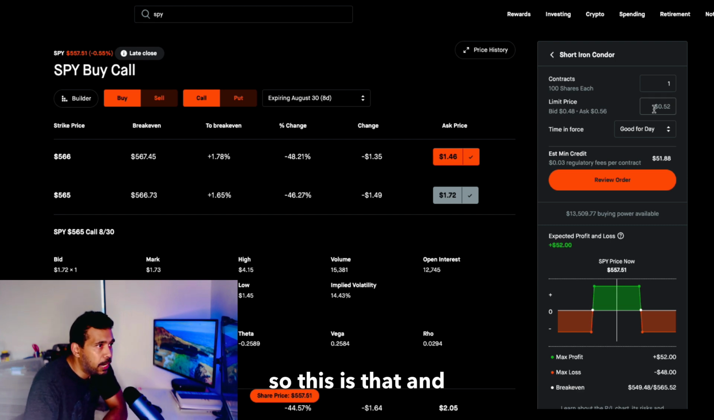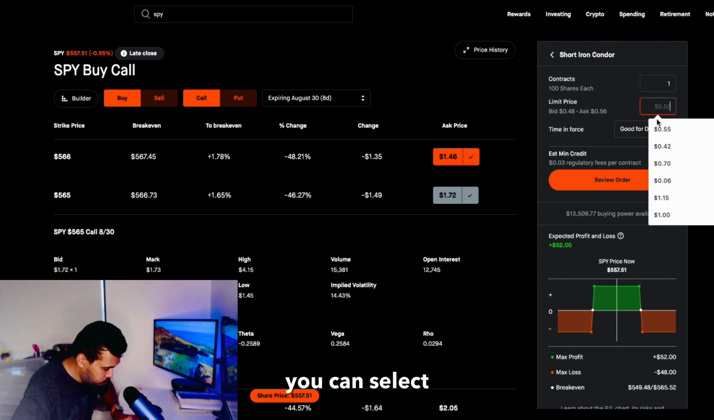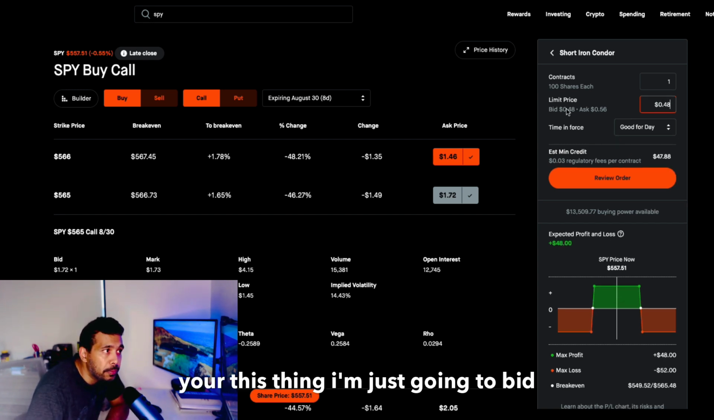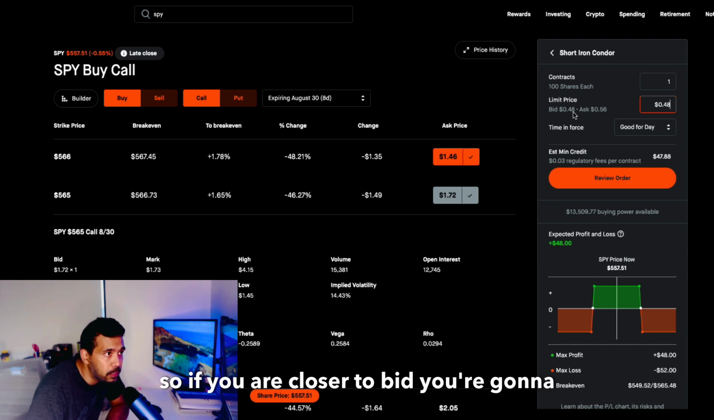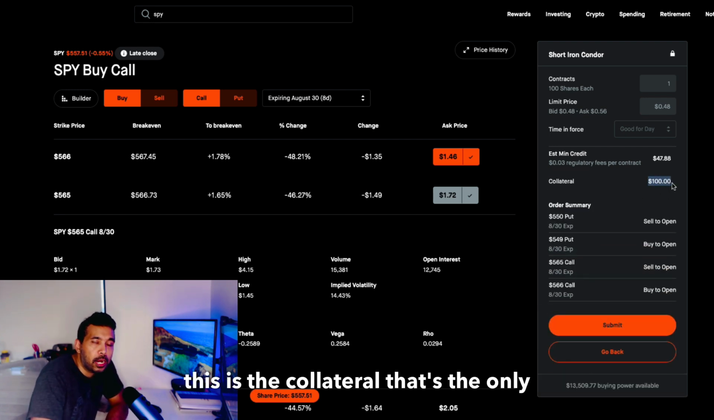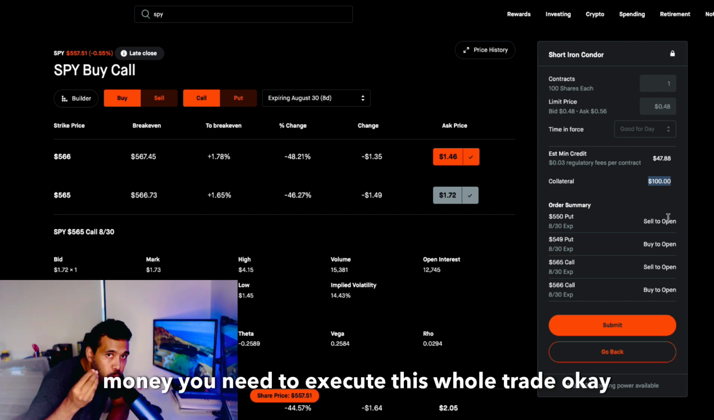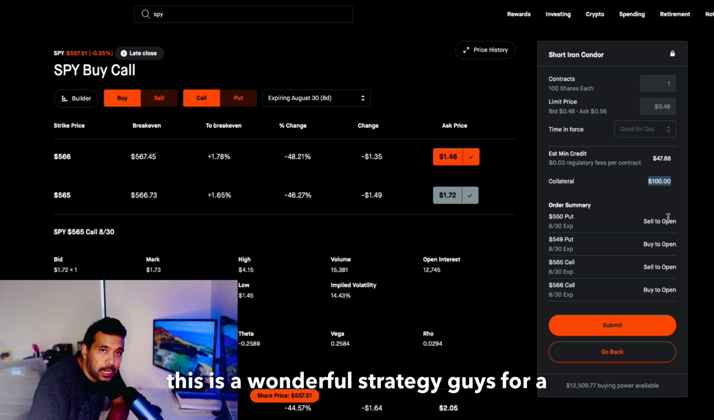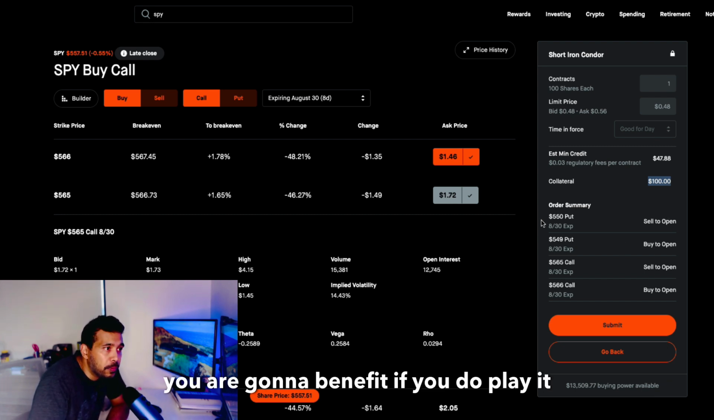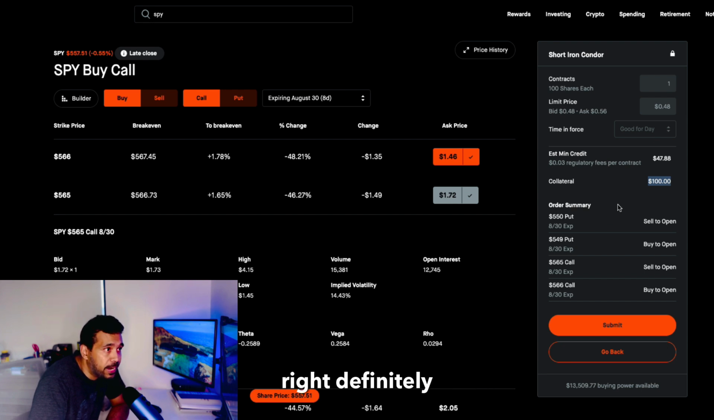So this is that, and you can select your price. I'm just going to bid. If you are closer to the bid, you're going to execute it pretty fast. Okay, you review the order and you just submit it, right? So this is the collateral. That's the only money you need to execute this whole trade. This is a wonderful strategy, guys, for a small account. I am sure you are going to benefit if you play it right.